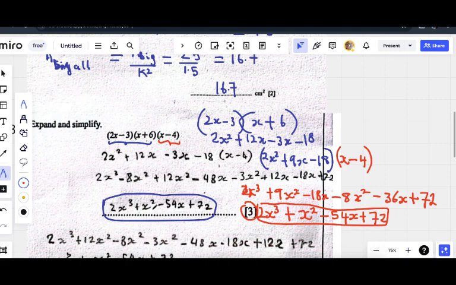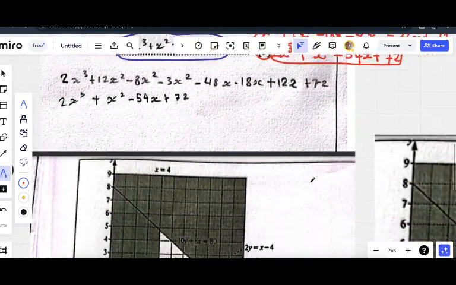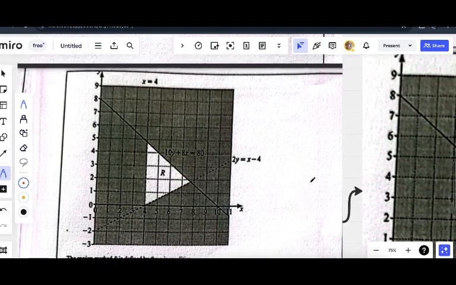Okay, 2x squared plus s squared minus 54x plus 72. If you're able to do it, you get these 3 marks. So this is how you do your maths exam. You practice a lot step by step, and be confident enough to pursue the problem and solve the problem. Is that okay?